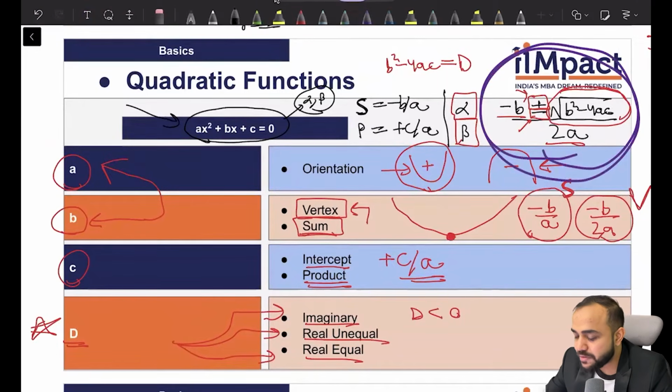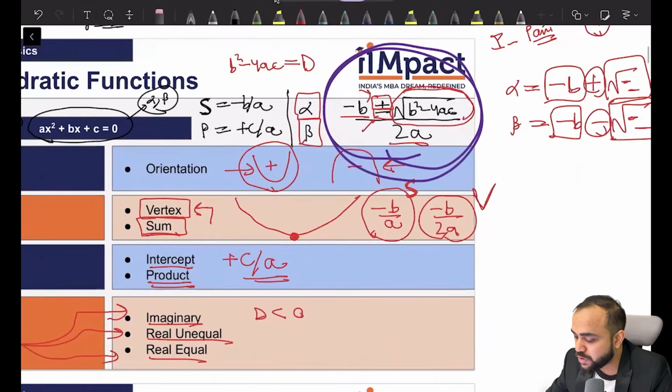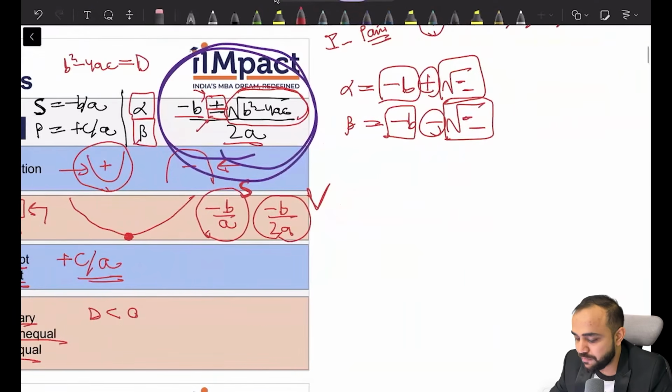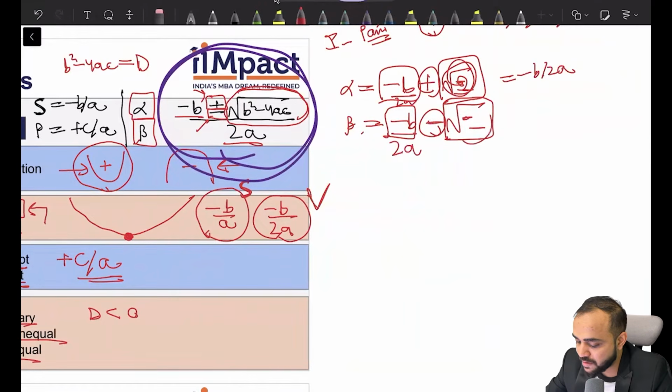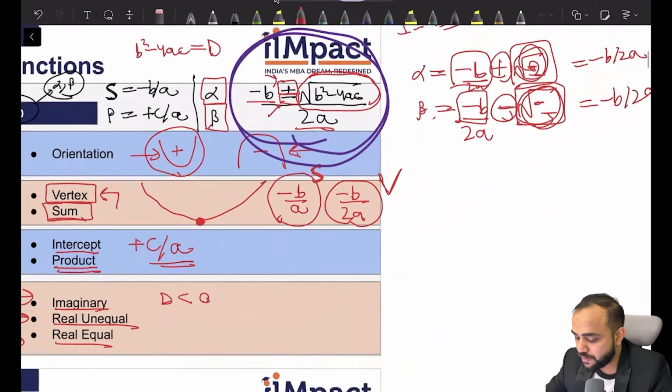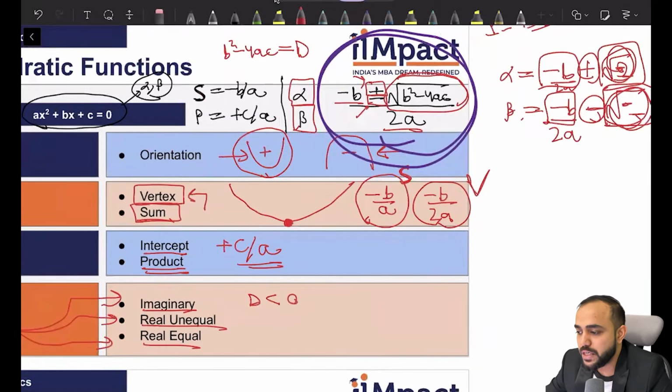However, if this value turns out to be 0, if the under root of b square minus 4ac turns out to be 0, would you say that both the roots will have the same value? Because your alpha will be minus b by 2a plus something which is 0. So your alpha will be minus b by 2a and your beta will be minus b by 2a minus this under root something which is also 0. So the value of the two roots is going to come out to be equal.